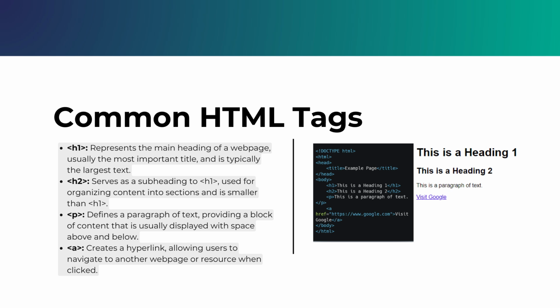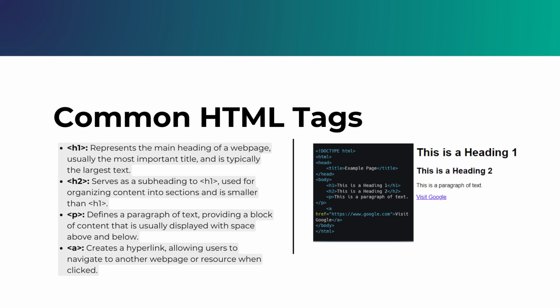Next, we have the P tag, which stands for paragraph. This is the tag you'll use to display regular blocks of text, like paragraphs in a blog post, article, or any textual content on your site. HTML automatically adds some space between paragraphs, but you can customize this with CSS later.